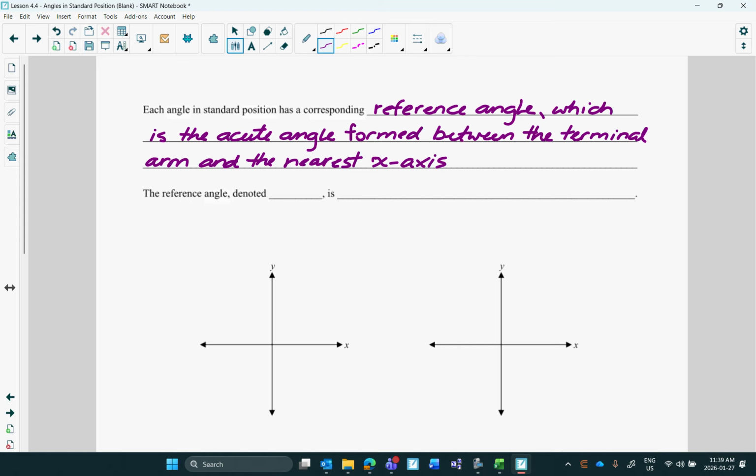Okay. And the name we give to a reference angle, well, if we're talking about a regular angle, we call it theta. But a reference angle, we call theta r. Okay. And it is always between 0 and 90 degrees. The actual angle could be bigger, but the reference angles are always going to be between 0 and 90. This will make sense when we do it.